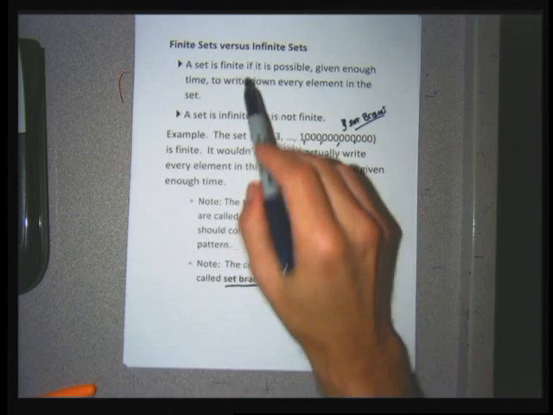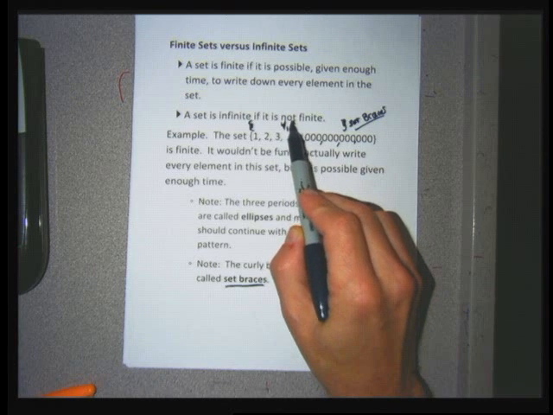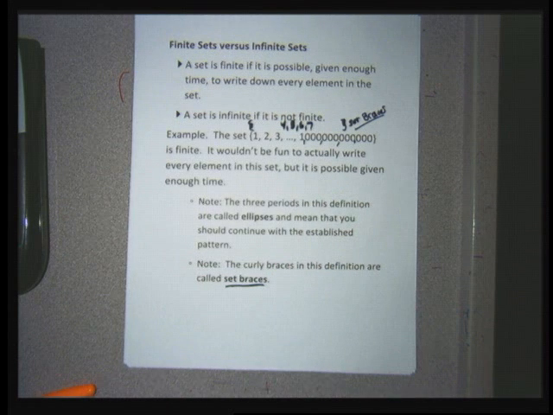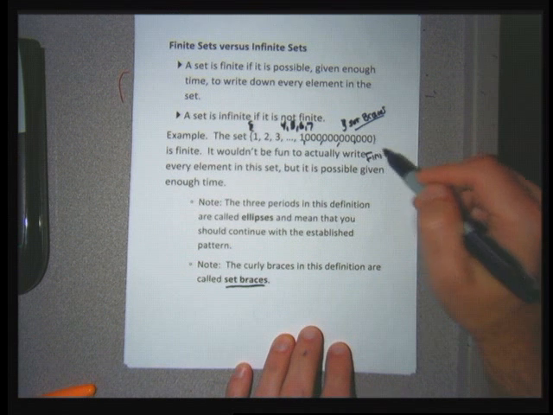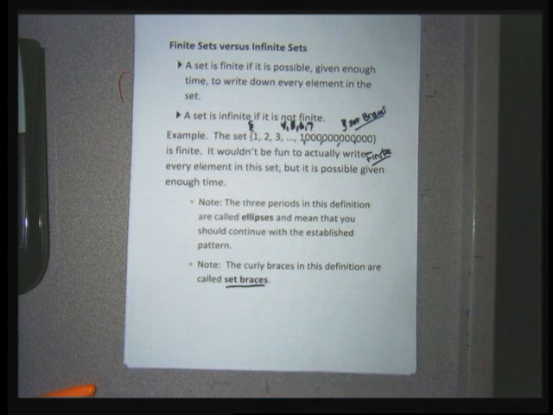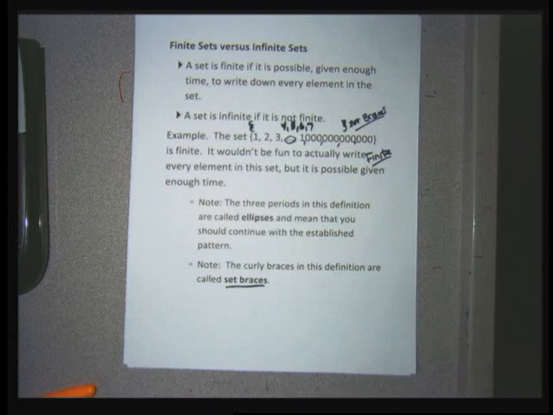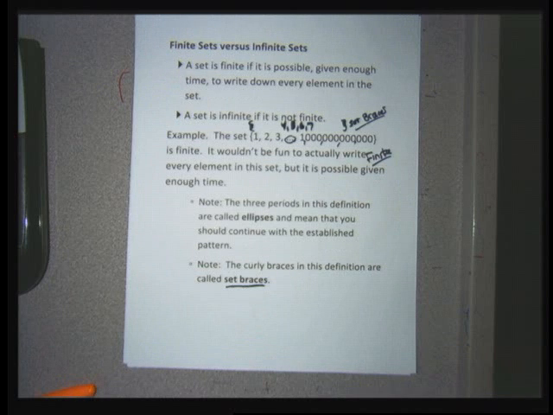And it's possible to write down every element. Notice I didn't write down every element, but I could continue this set. The next element would be 4, then 5, then 6, then 7. And I could go on for a long, long time, and eventually I can write down every element of this set. So this set is a finite set because given enough time, it's possible to write down every element. These periods here, we call those ellipses, and that just means you continue the pattern. Because the first numbers increment by 1, I'm assuming I'm going to increment by 1 all the way up to 1 trillion. So that's an example of a finite set, because it is possible to write down every element of the set.